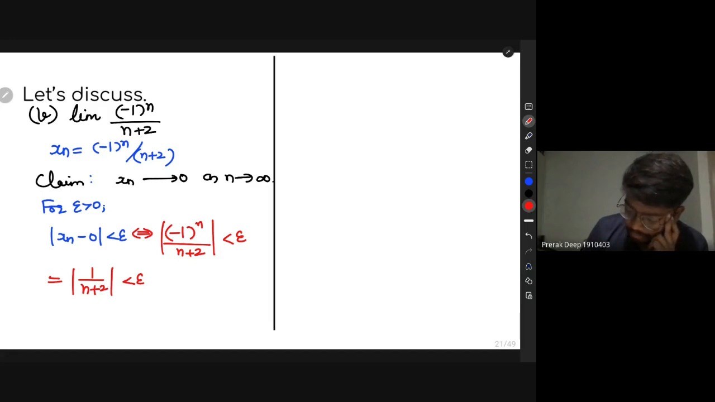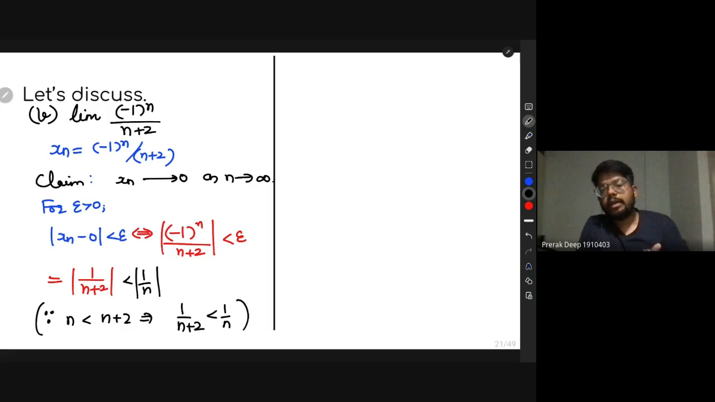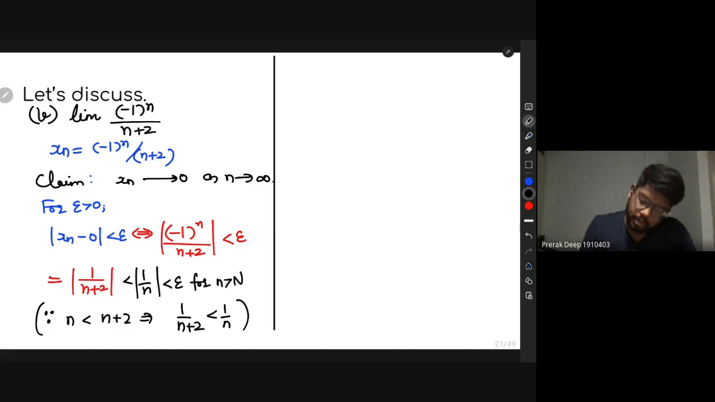Now we know that this thing is smaller than 1 over n. Why? Because n is smaller than n plus 2, implying 1 over n plus 2 is smaller than 1 over n. And we know that 1 over n is smaller than epsilon for some n. So we can use that for n greater than some n naught. So this completes the proof.